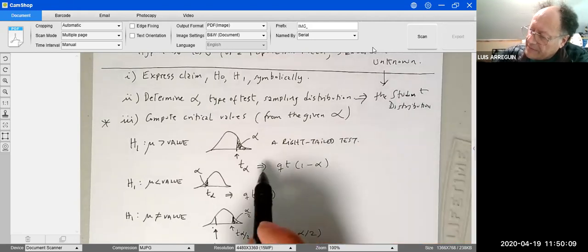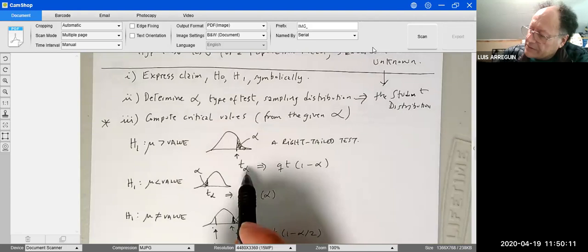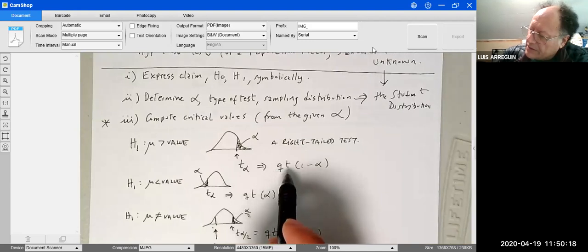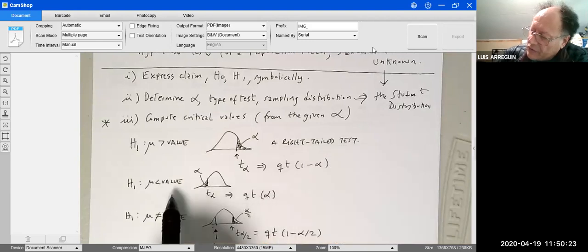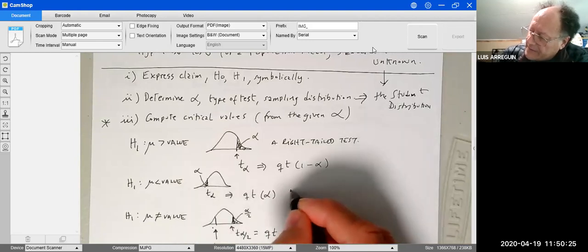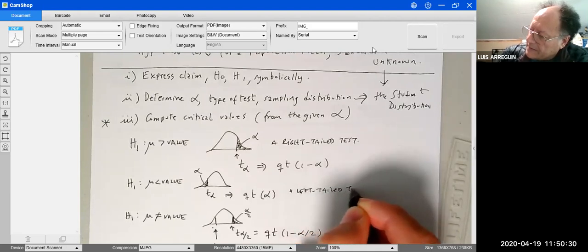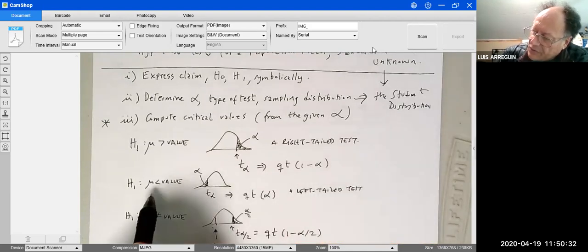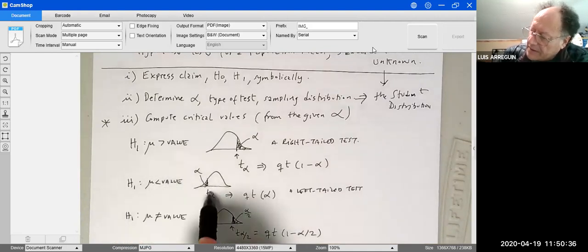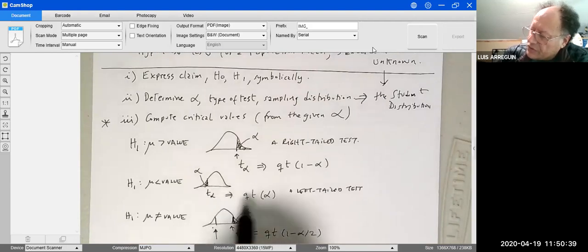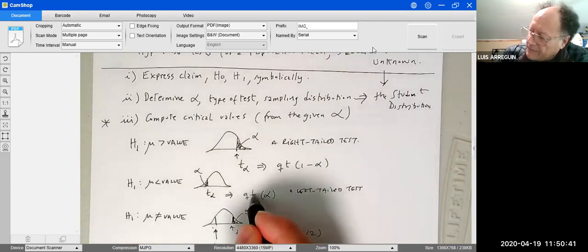So this time we're going to compute values for t. The t value that we're going to use as a critical value given alpha is going to be obtained by using qt of 1 minus alpha if you are in a right tail test. If you are in a left tail test, which is when you have your parameter less than a value in the alternative, then t alpha is going to be just qt of alpha.